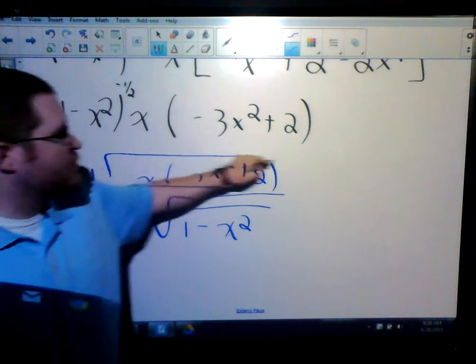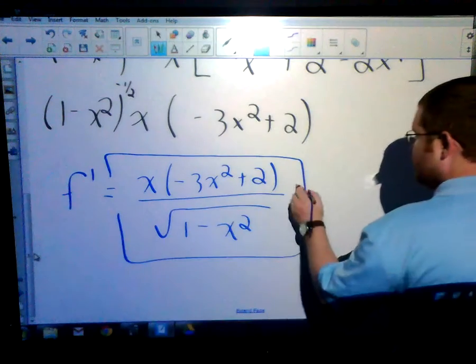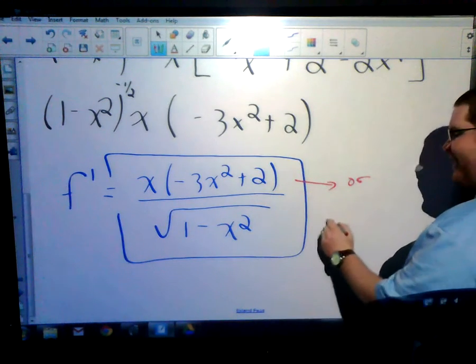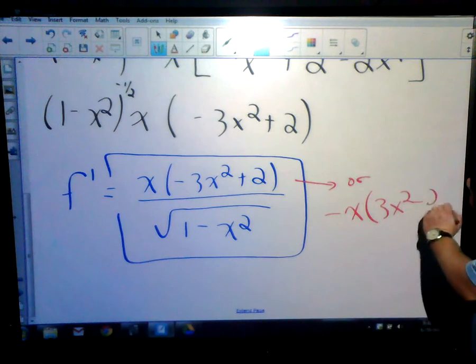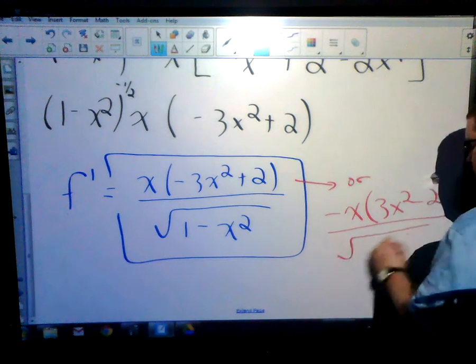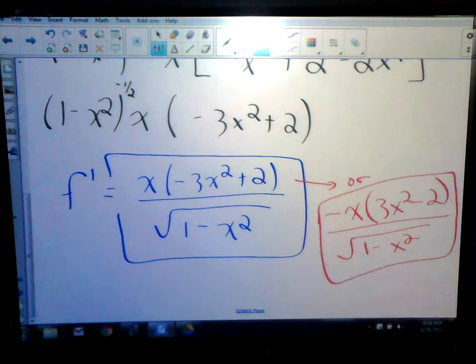Now somebody's going to say, Mr. Ratliff, can I distribute the x in? Yes, you can, but then it's not factored anymore. What you could do on top if you wanted to is pull the negative out, make it negative x, make it 3x squared minus 2. But I don't know that that's any more factored. That's just another way to write the same problem. Whichever way makes sense to you.